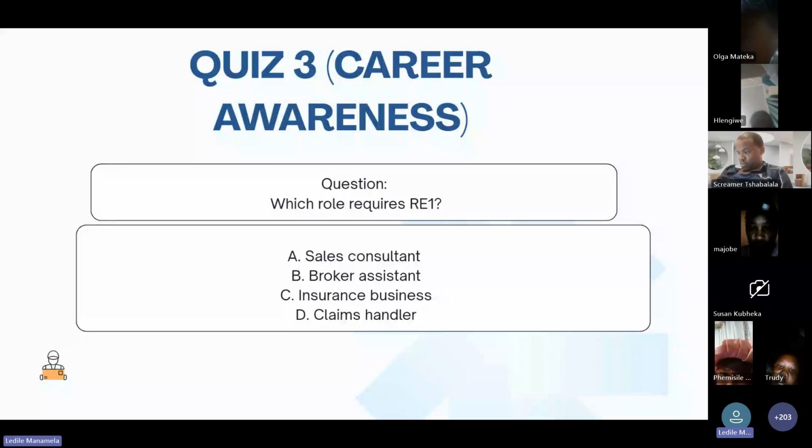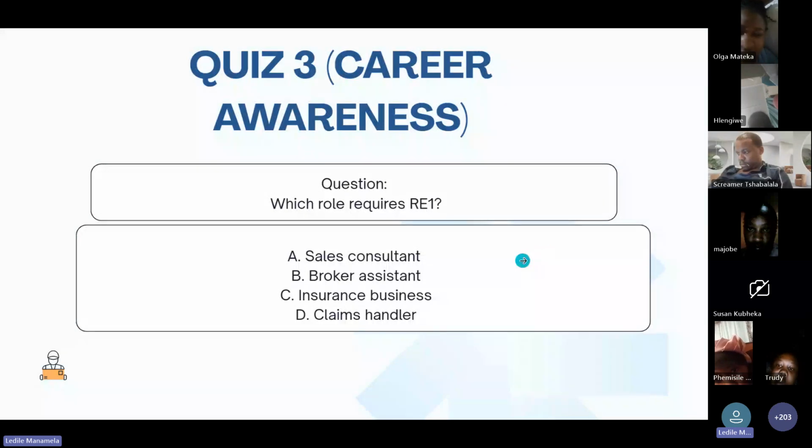Let's do an example. You're working for Sanlam, you're selling funeral covers. We don't really call them sales consultants, but they're selling funeral covers. Basically, you are into sales, so you need RE5. The moment you see the question say which role requires RE1, and you see sales consultant, eliminate. Because you want to know who has to have RE1, and a sales consultant doesn't really need to have RE1.